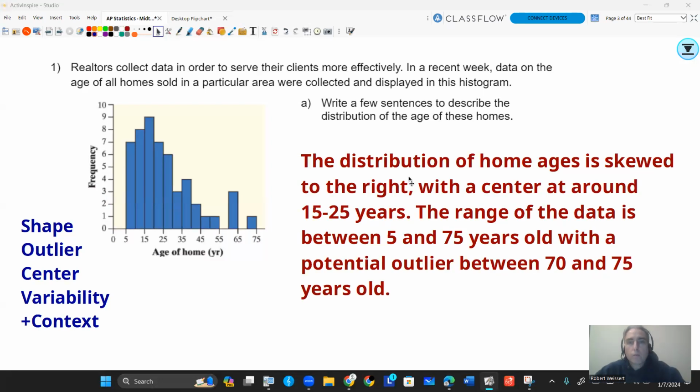Here's my solution. I said the distribution of home ages is skewed to the right, with the center at around 15 to 25 years. The range of the data is between 5 and 75 years old, with a potential outlier between 70 and 75 years old. That covers all the bases here. I have my shape, which is skewed to the right.